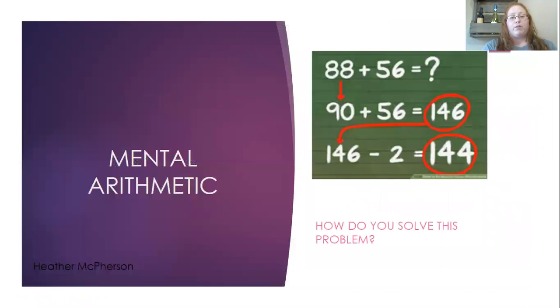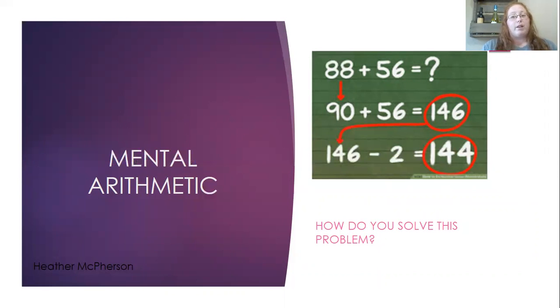Now, when it comes to mental arithmetic, it's basically looking at a problem and being able to solve it in your head. So if we take 88 plus 56, for me, it would be easier to go ahead and round that 88 up to 90. So you're adding 2 to it. So you do 90 plus 56 equals 146.